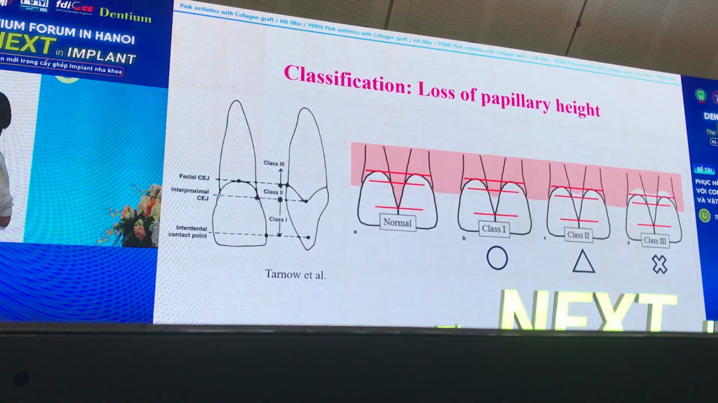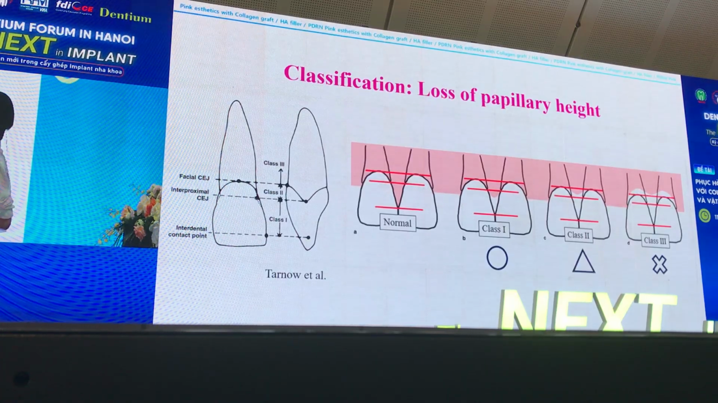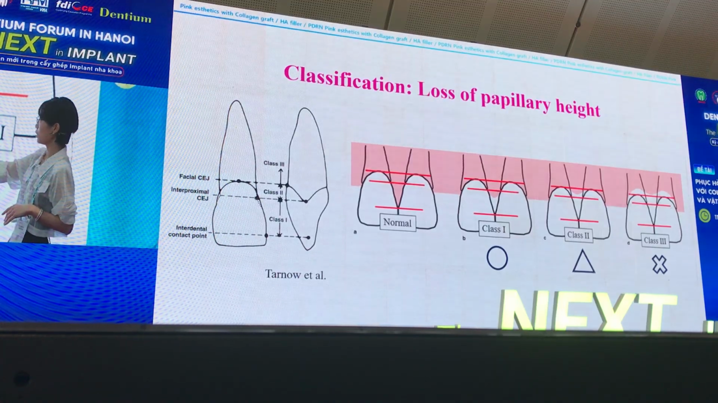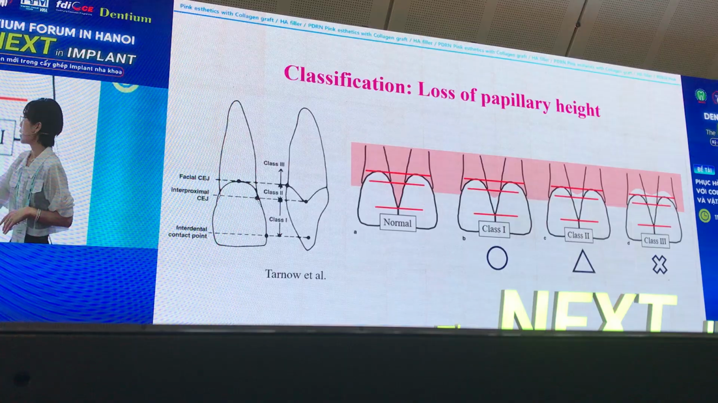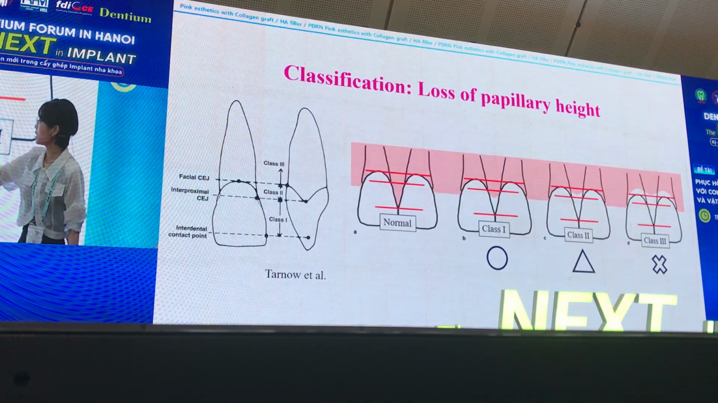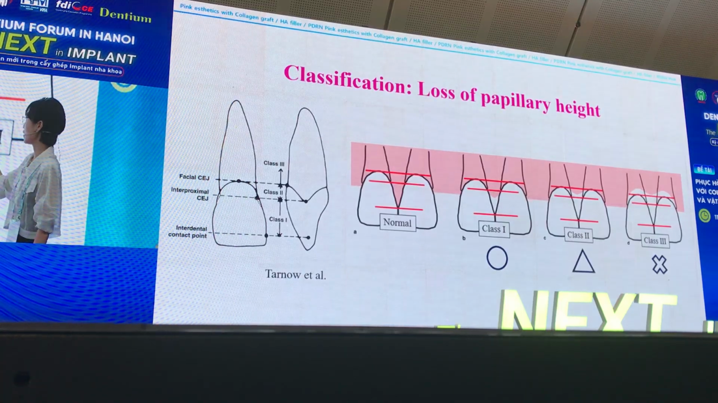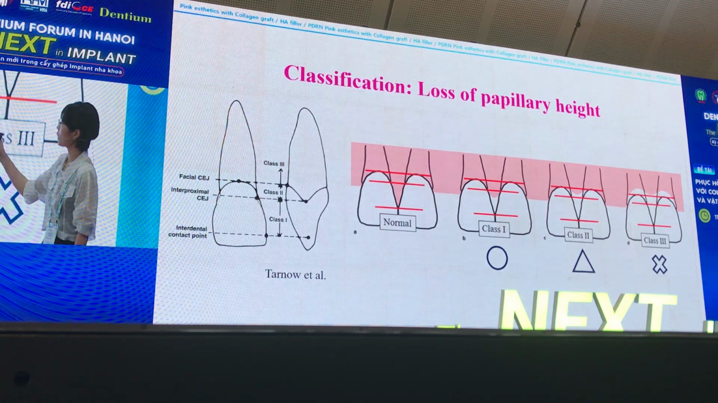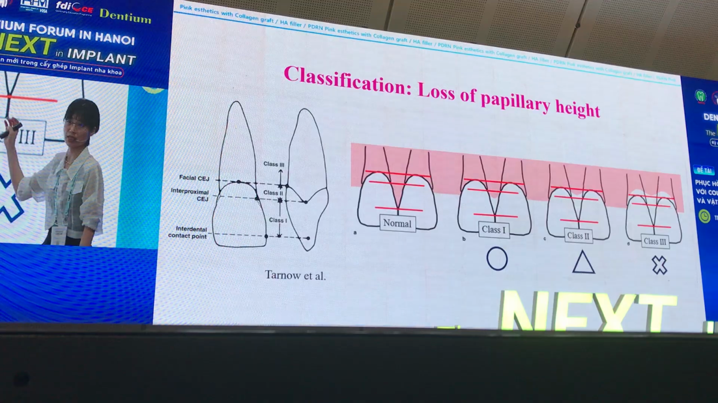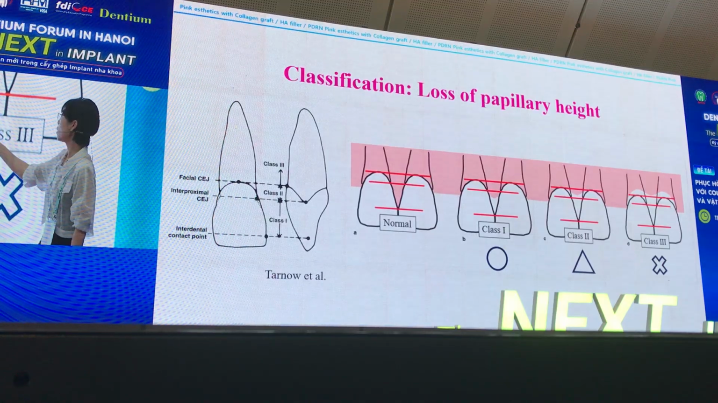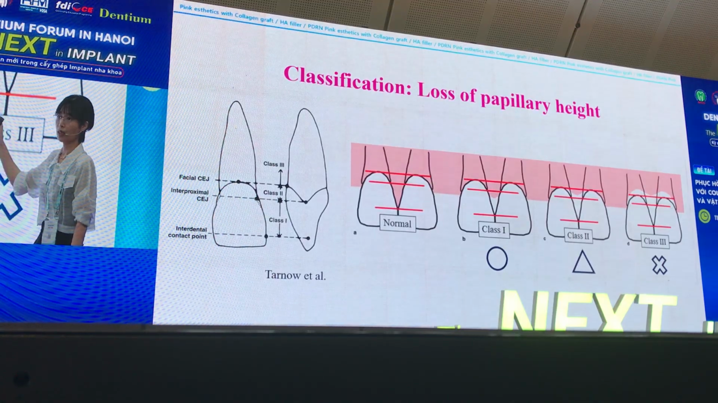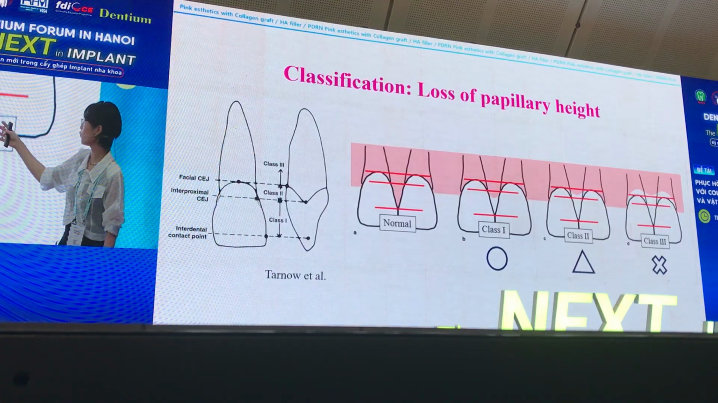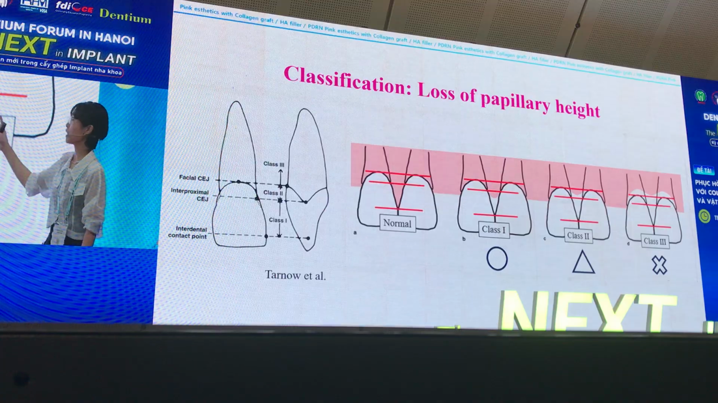We can classify the loss of papilla height into class 1, 2, and 3. In the case of class 1, the proximal gingiva is located between the interdental contact point and the proximal CEJ. It is class 1. We can make a full and complete filling in the case of class 1.